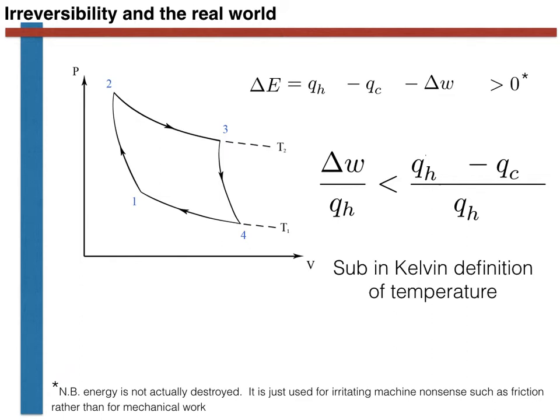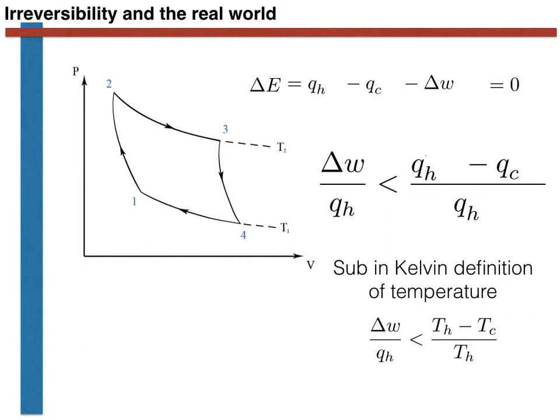We now recall the Kelvin definition of temperature, which tells us that if we take the heat input from the hot bath and divide it by the heat output to the cool sink, this is equal to the ratio of the temperatures of the hot bath and cold sink. This allows us to replace all factors of QH in the above inequality with THs and all factors of QC with TCs, as shown here.